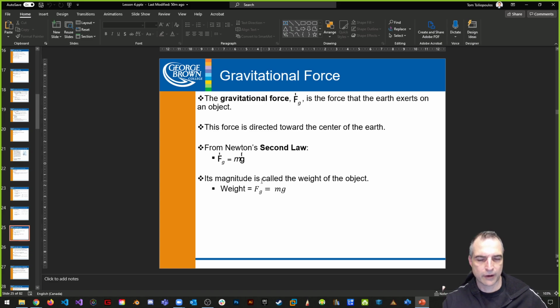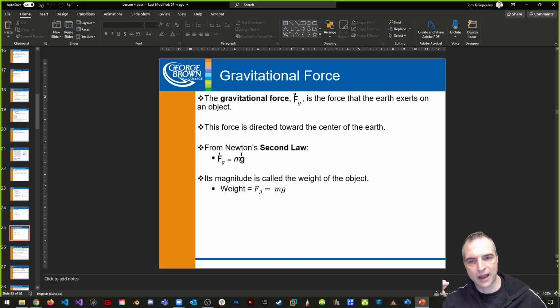Okay, let's think about gravitational force now. We know that Newton's second law is force is equal to ma. Gravitational force could then be labeled as force of gravity, which is the force that the Earth exerts on an object. If we had the force of gravity on the moon, FGM, then it would be the force that the moon exerts on an object if we're on the moon. Here, we're just using the force of gravity.